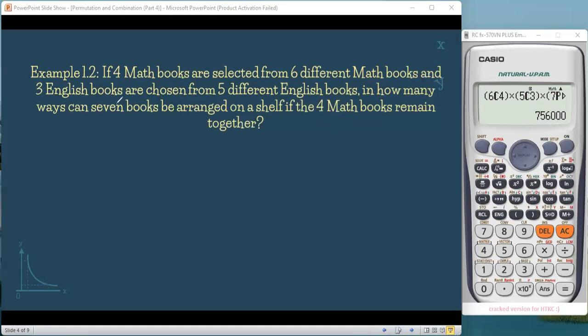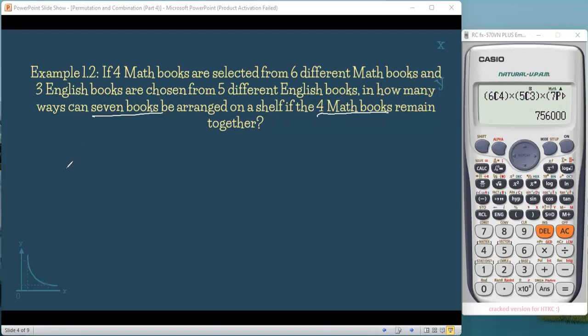756,000. So example 1.2. If 4 math books are selected from 6 different math books and 3 English books are chosen from 5 different English books, in how many ways can 7 books be arranged on a shelf if 4 math books remain together? So paano po natin yan isa-solve?